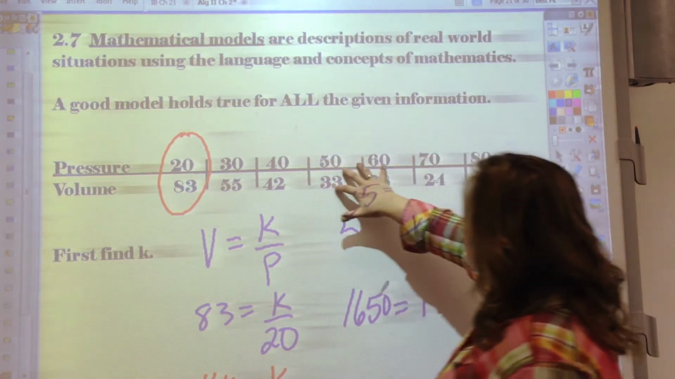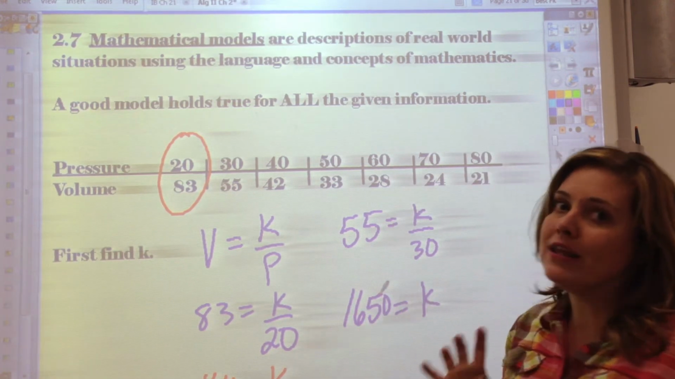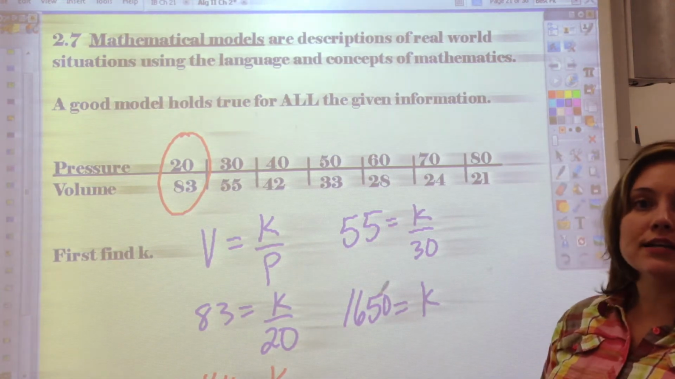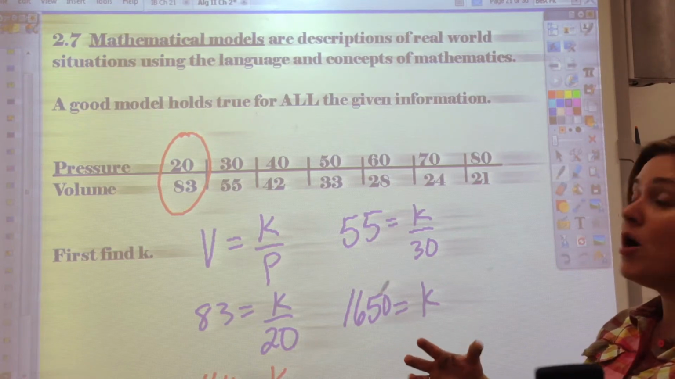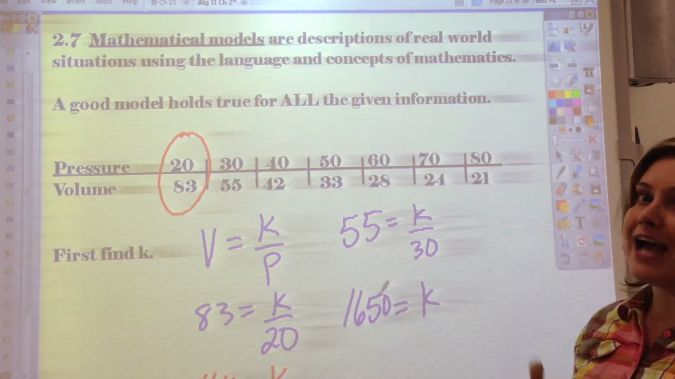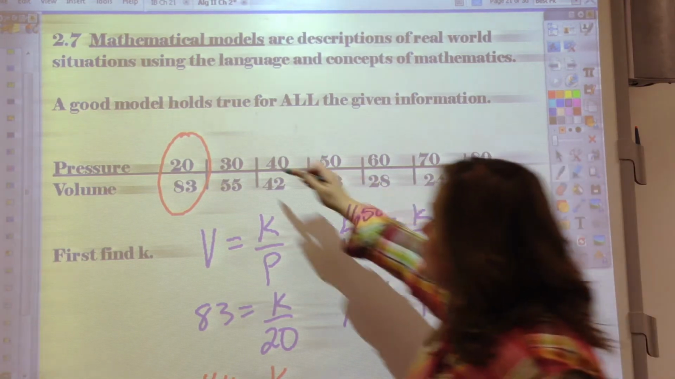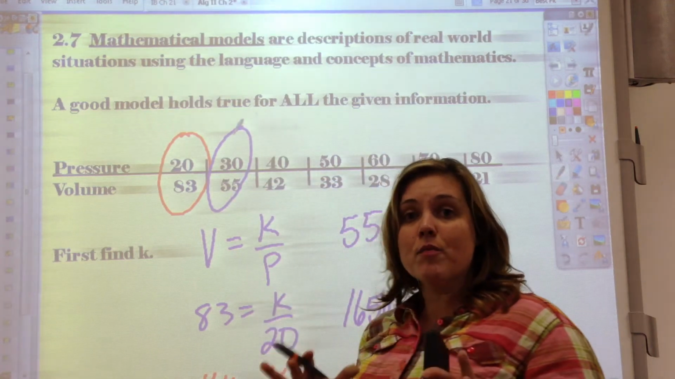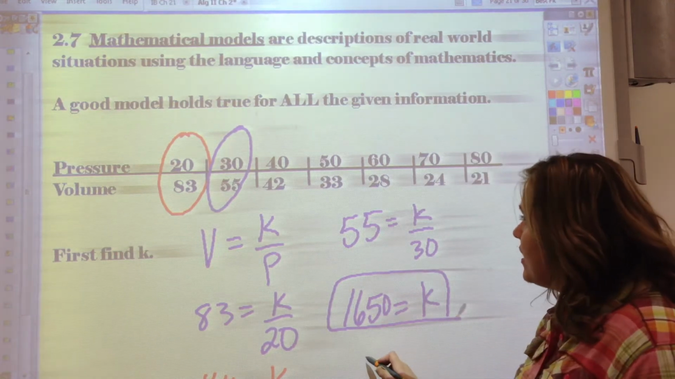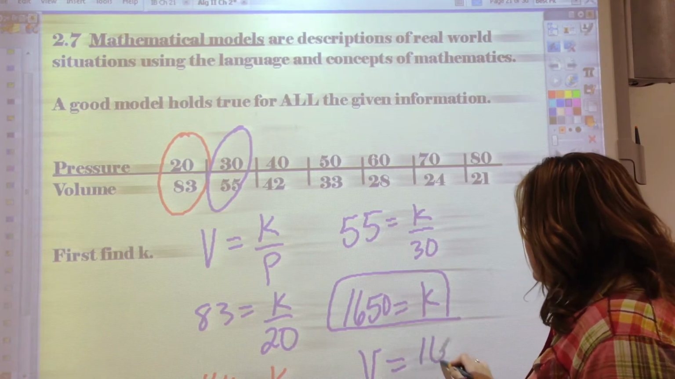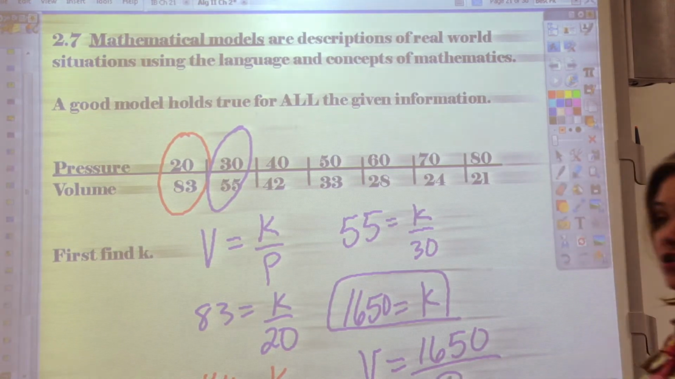If you find K for all of these points, they're going to be very close to this value, but not quite all exactly the same. That's because that's a lot of times what happens in real world situations. We can get close and find a model of best fit, but it's not an exact model when we deal with real world data. So for this class, we're always going to use the K, once we found the model, from the second point. So I'll use this value of K, and my equation will be volume varies inversely with pressure, with K equal to 1650.